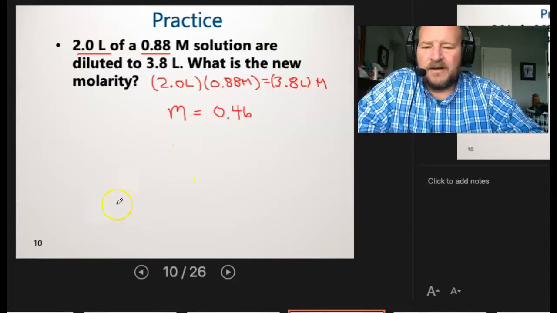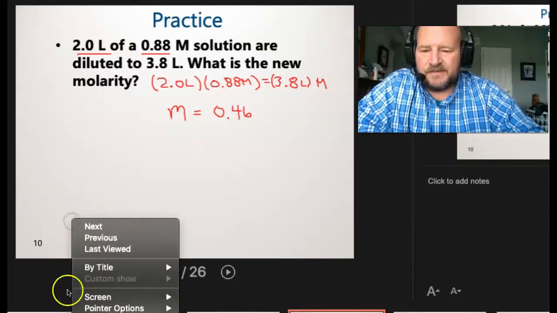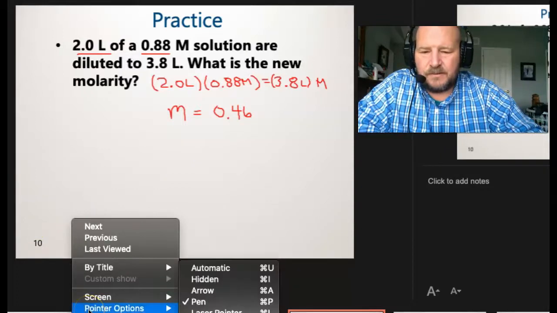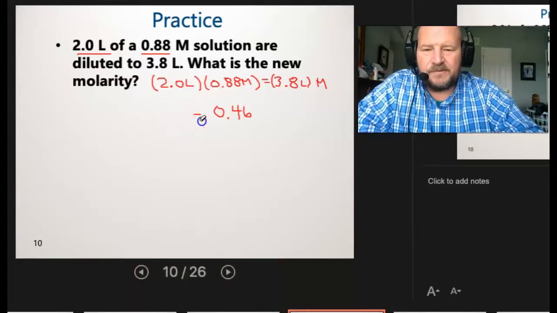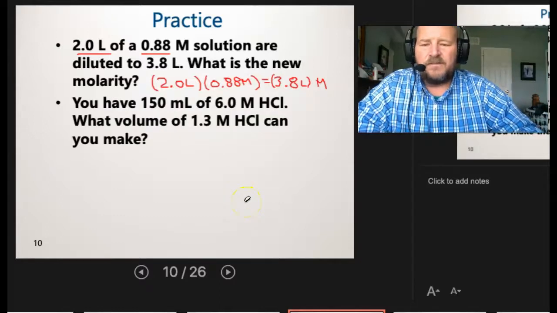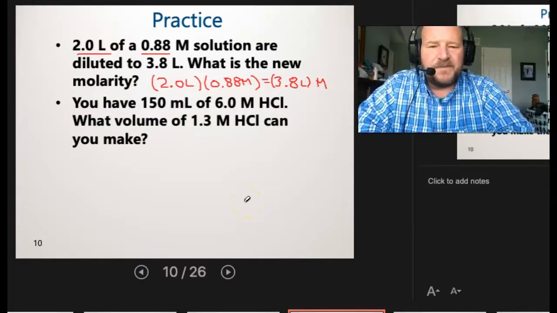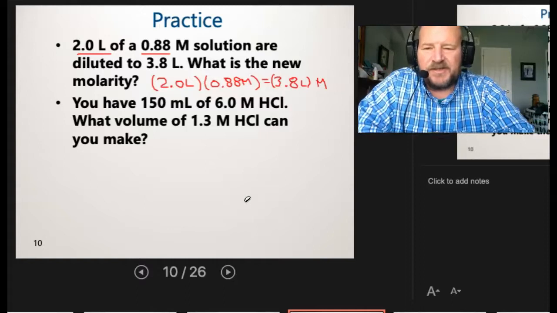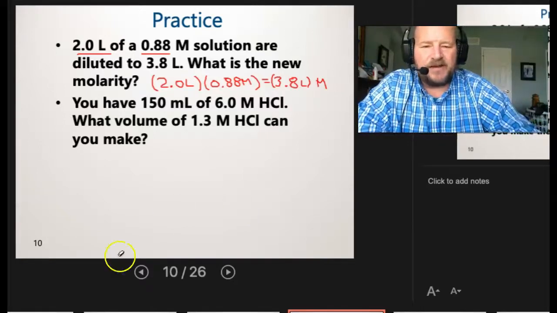Yay. All right. Let's erase that. Used to have an erase slide, but I don't see that anymore. So we'll just get rid of that part. I'll leave the formula up there. For our next question, you have 150 milliliters of 6 molar HCl. What volume of 1.3 molar HCl can you make?